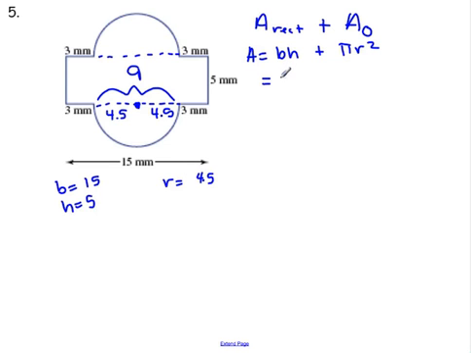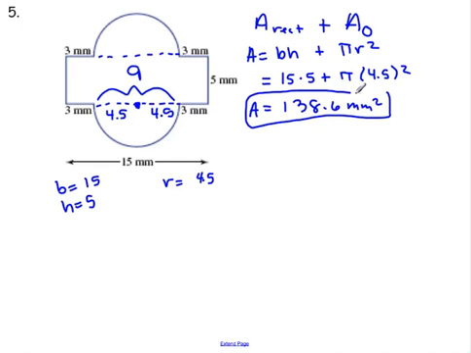I'll simply substitute each of these numbers in here. 15 times 5 plus pi times 4.5 squared. When I put this in my calculator, area should be 138.6 square millimeters.